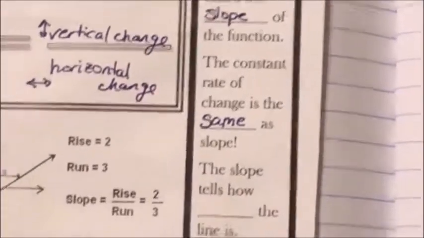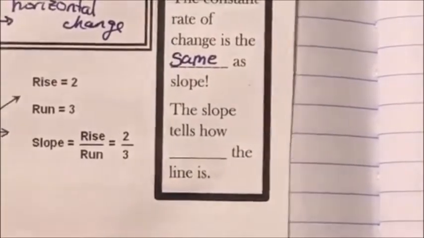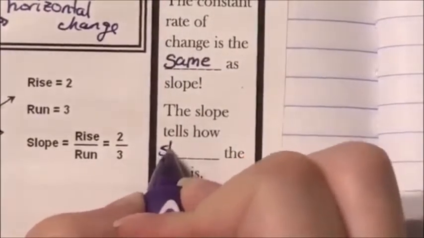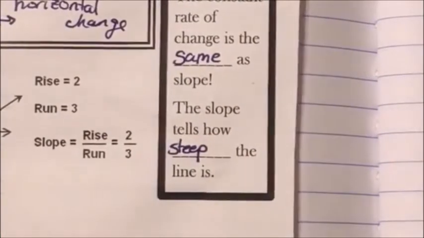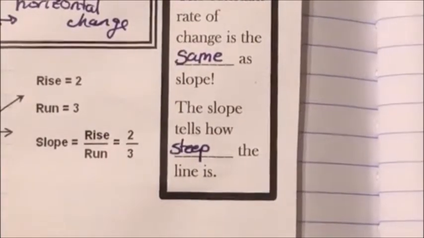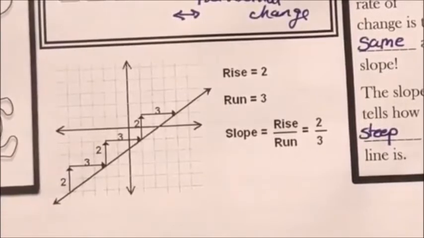And then this last sentence down here, it says the slope tells us how blank the line is. So the slope tells us how steep the line is. Okay, it tells us how far it goes up and how fast it goes up, okay? So, looking at this little graph right here, okay, we can see that the slope is rise over run, okay?